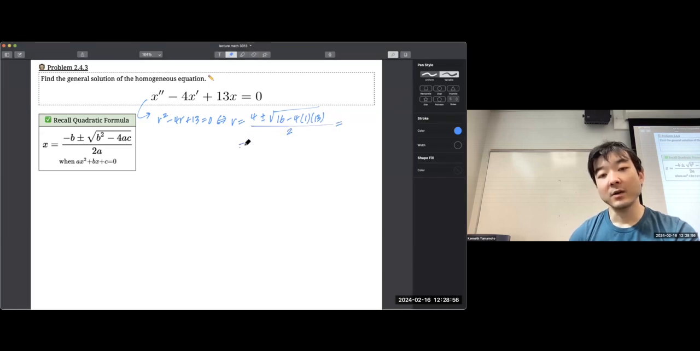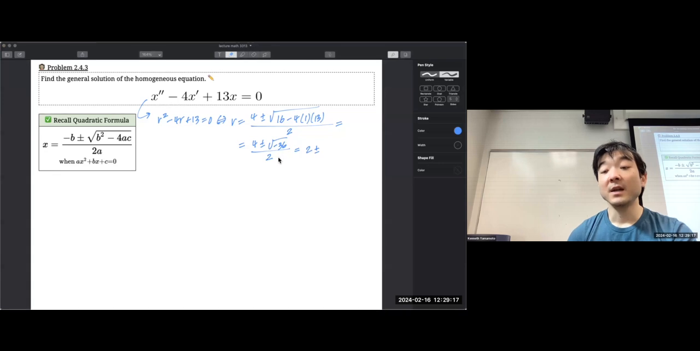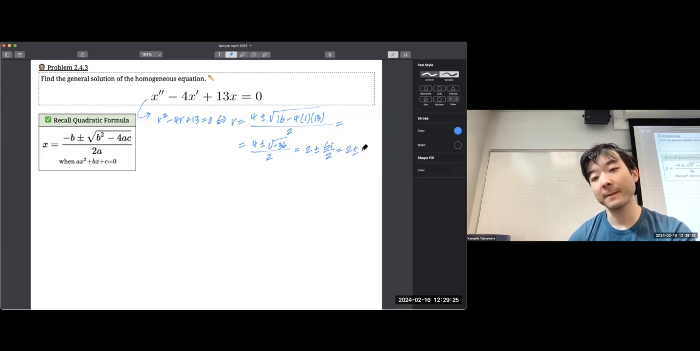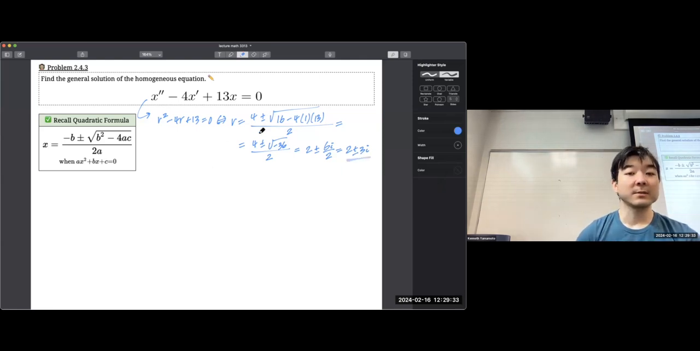If you do that, your roots are going to be 4 plus or minus the square root of negative 36, all over 2. The 4 and the 2 simplify, and you get 2. The square root of 36 is 6, but because it's negative, it's i, and then there's a 2. So this is 2 plus or minus 3i. Those are the complex roots. They'll always occur in conjugate pairs because of the plus or minus here.